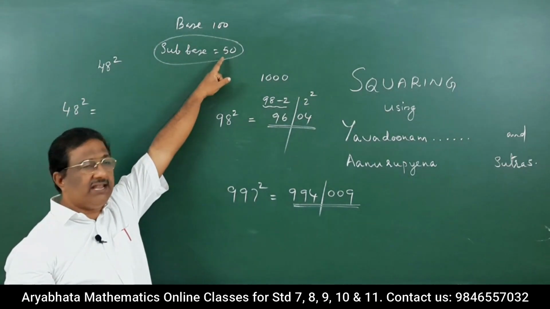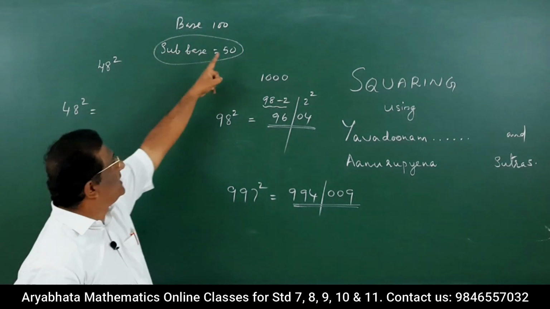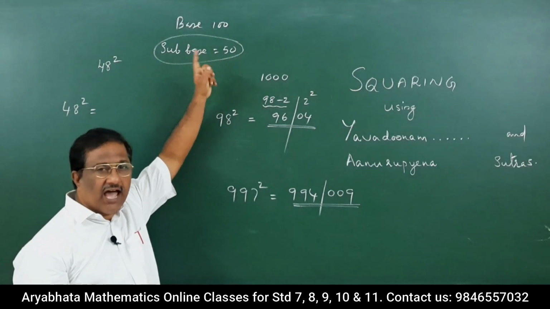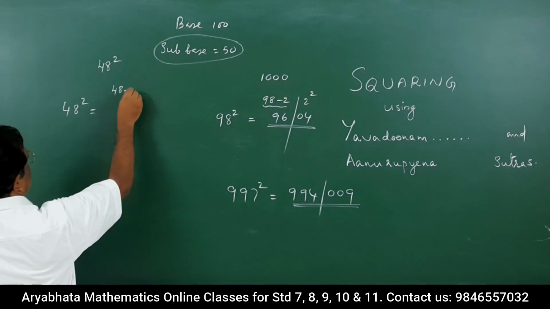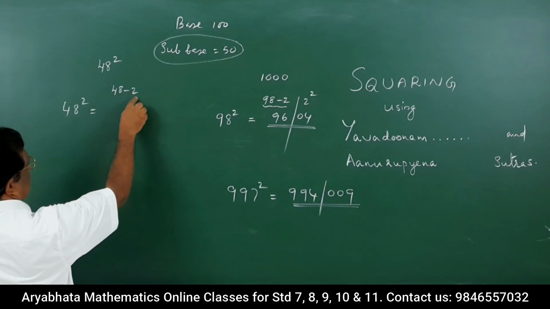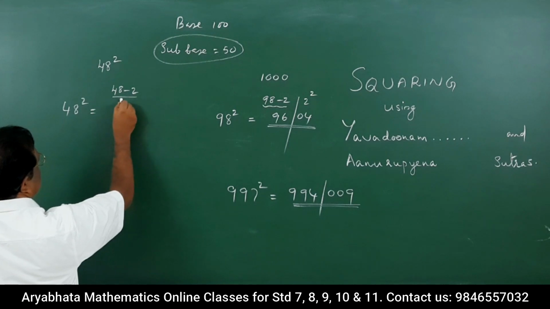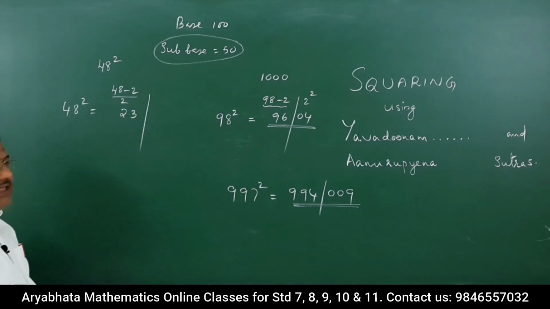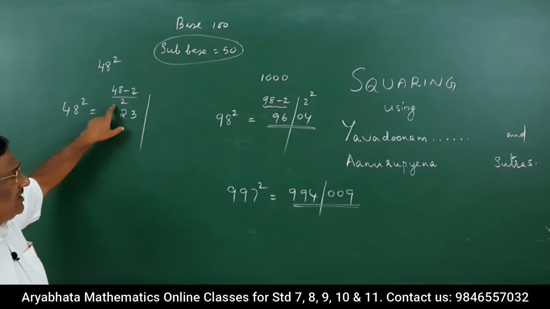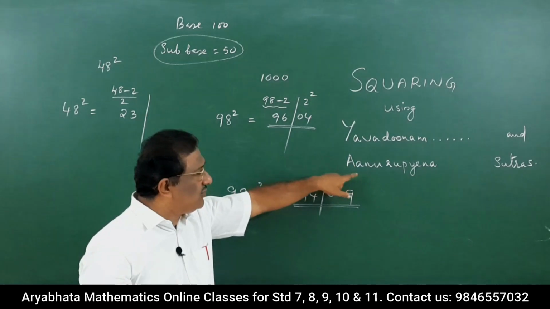For calculation, we are taking our sub base. 48 is 2 less than 50. That 2 we subtract from 48. So 48 minus 2, that is 46. That is not the first part. The first part is that 46 by 2. 23 will be the first part of the answer. That is the change. So we are using the Yavadunam method and Anirupyana Sutra.